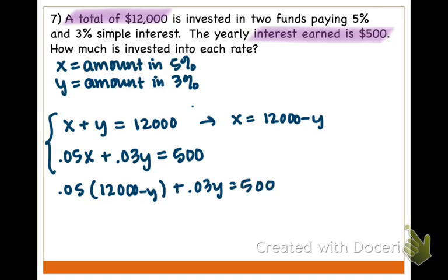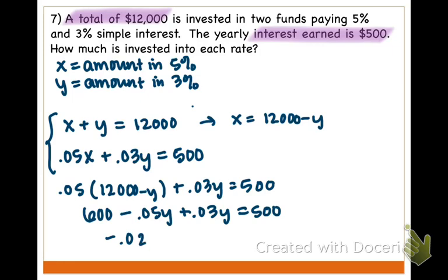Distribute the 0.05. 0.05 times 12,000 is 600 minus 0.05Y plus 0.03Y equals 500. Combine like terms, we get negative 0.02Y equals negative 100. Subtract the 600 from both sides. And I get that my Y has to be $5,000. So my Y is $5,000.